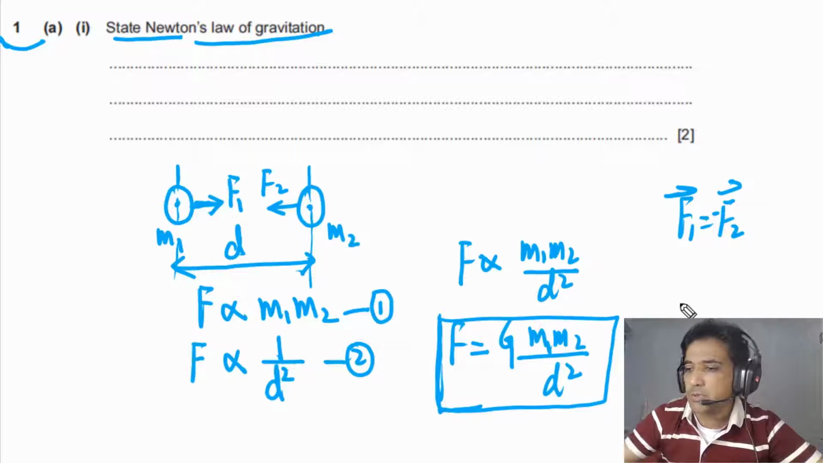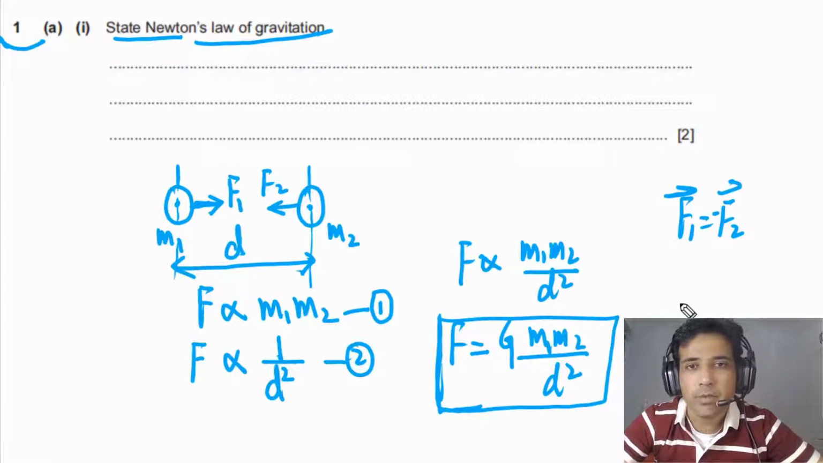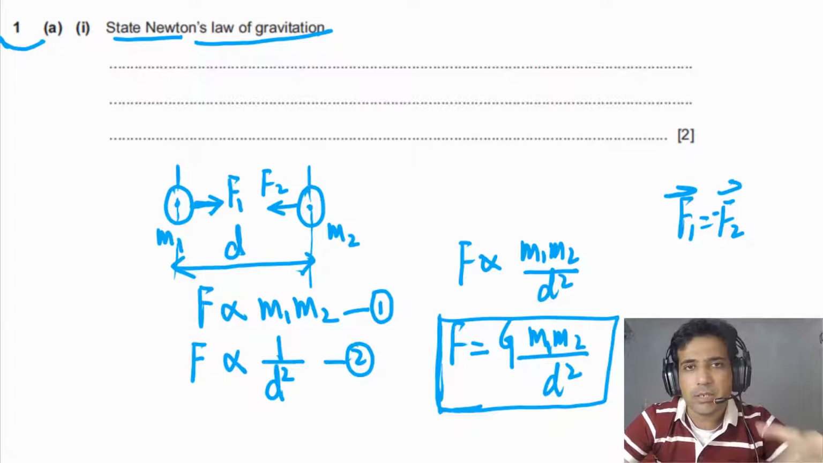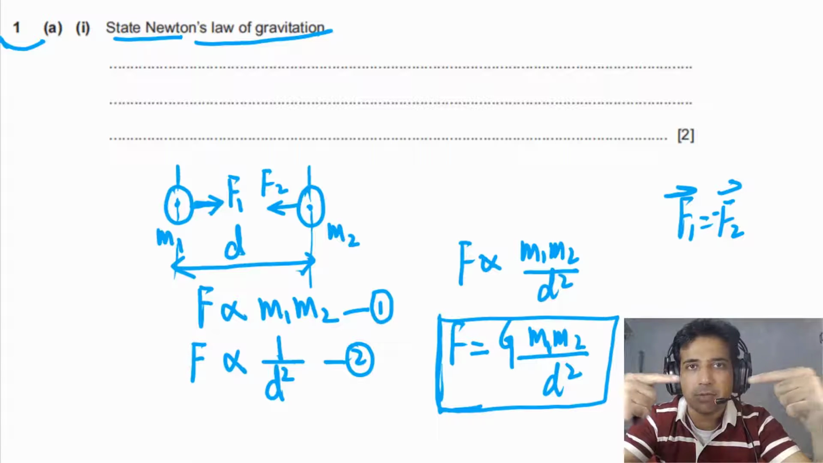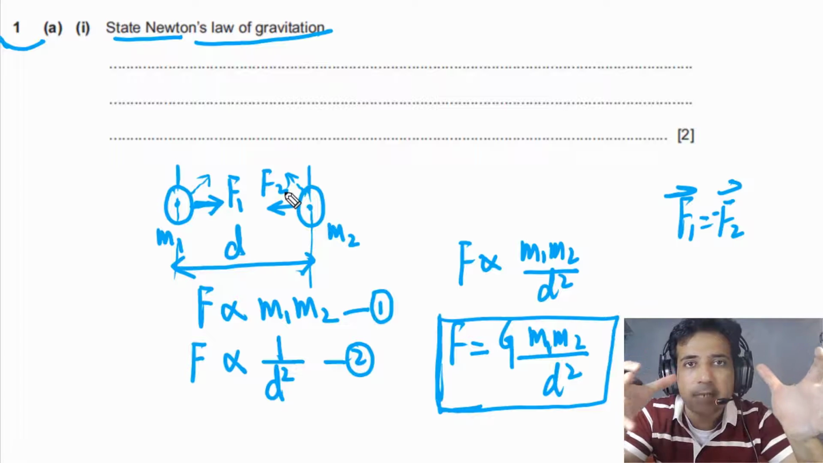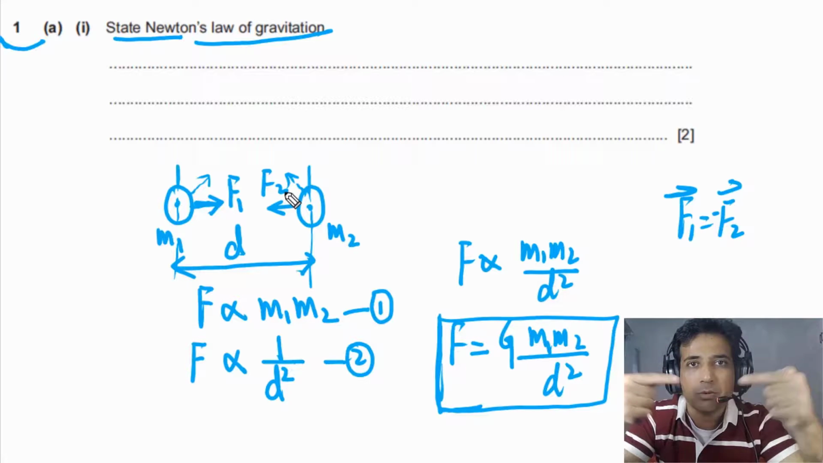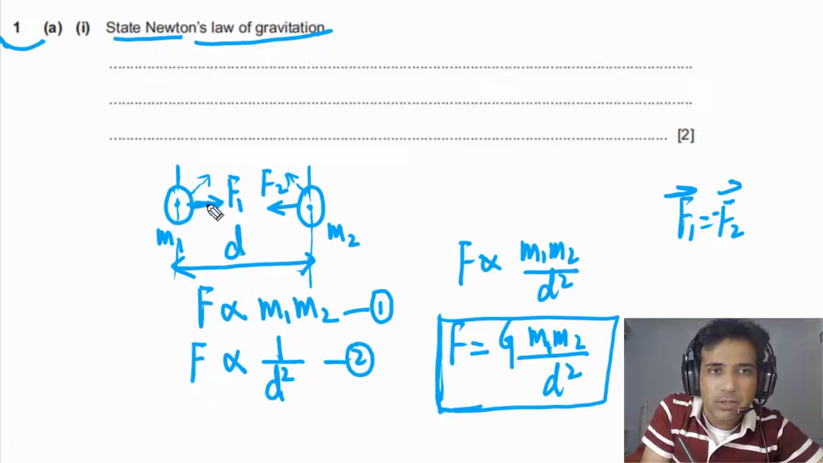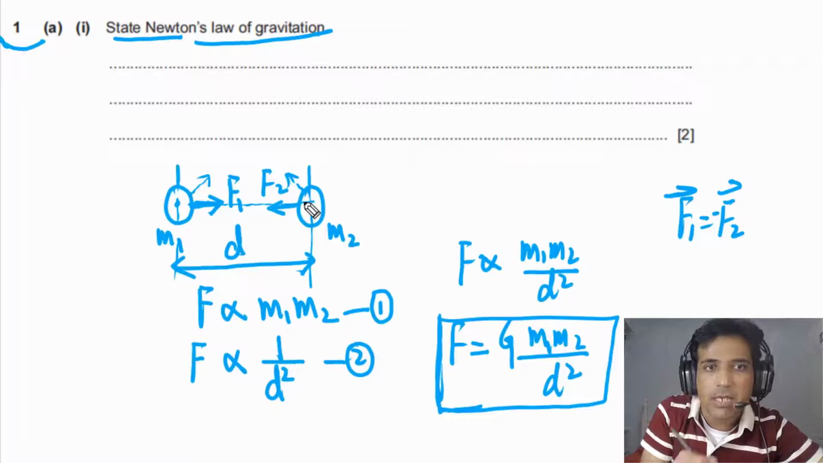Now let's try to write down our answer for this question. And also you need to understand gravitational force is a central force. So it acts from center to center. So maybe you imagine why the force is not in this direction. Because gravitational force is a central force, it acts from center to center, meaning it is acting along this line.